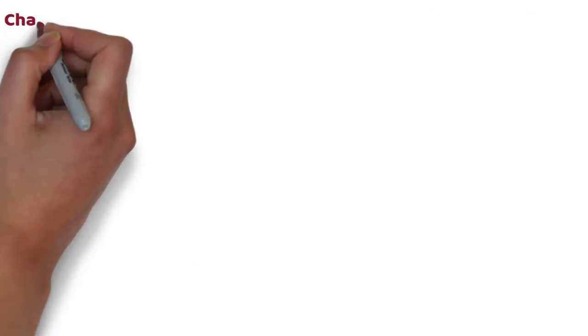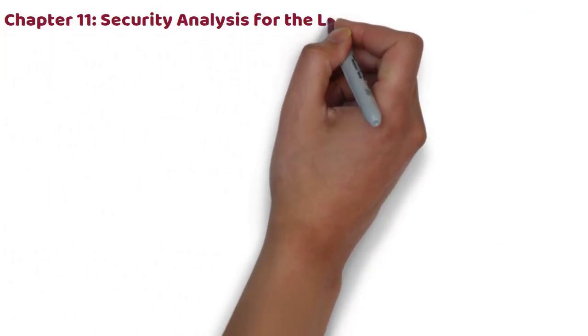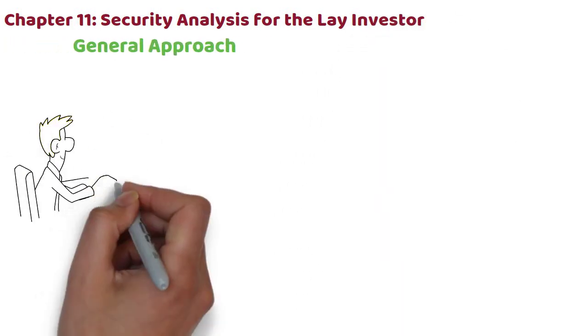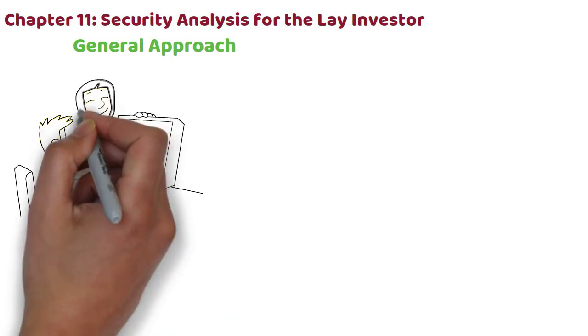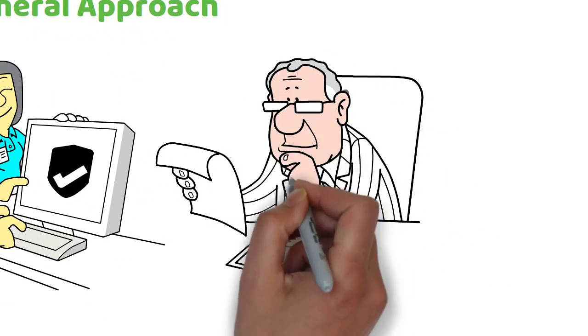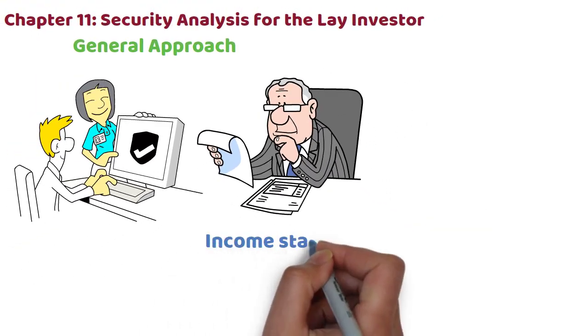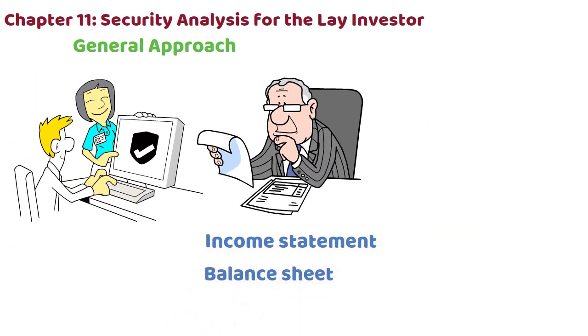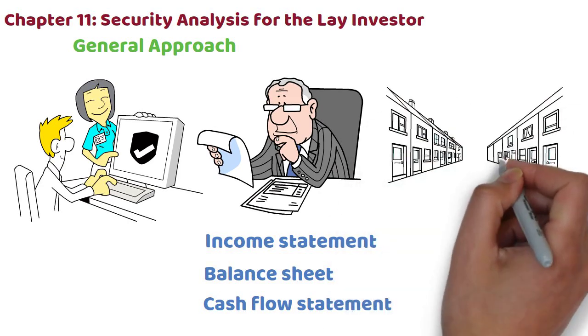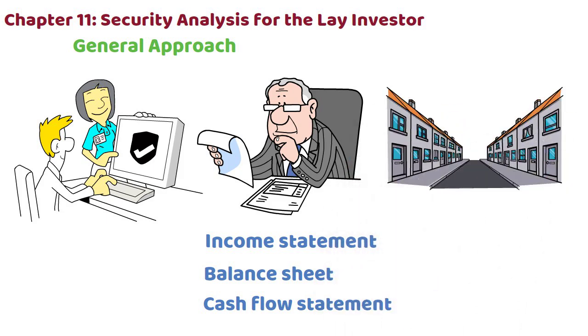Chapter 11, Security Analysis for the Lay Investor. General Approach Summary: Graham introduces the basics of security analysis for non-professional investors. He explains the importance of analyzing a company's financial statements, including its income statement, balance sheet, and cash flow statement. Graham also discusses the importance of understanding the company's industry and competitive position.